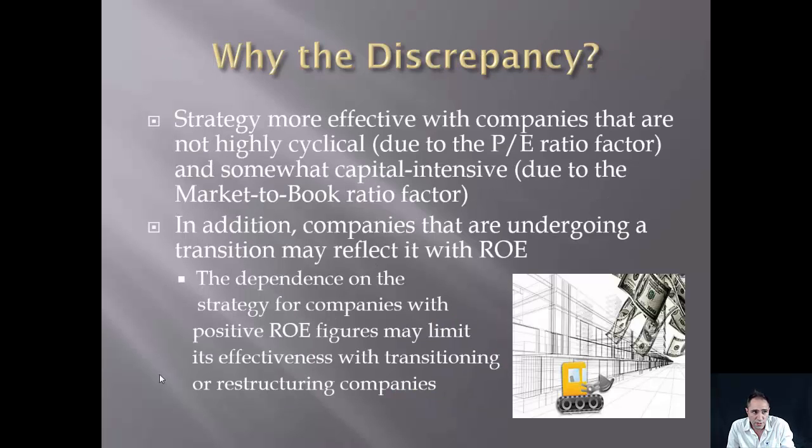So what was the reason for the discrepancy? Well, in my industry, which is environmental remediation, it's not highly cyclical, and that is important because of the PE ratio that's used. Also, it is a capital intensive industry, and that is important because we are using the market to book ratio as a factor.